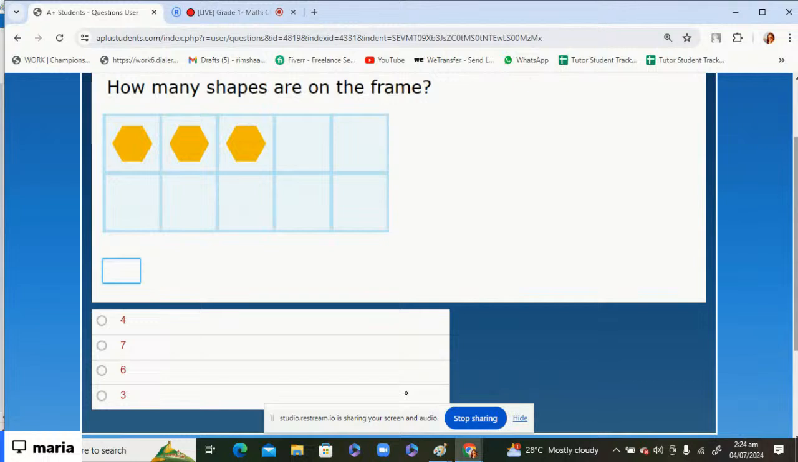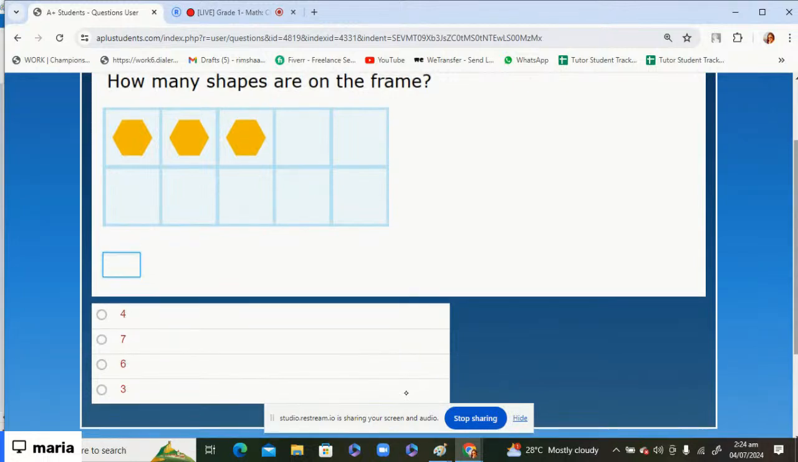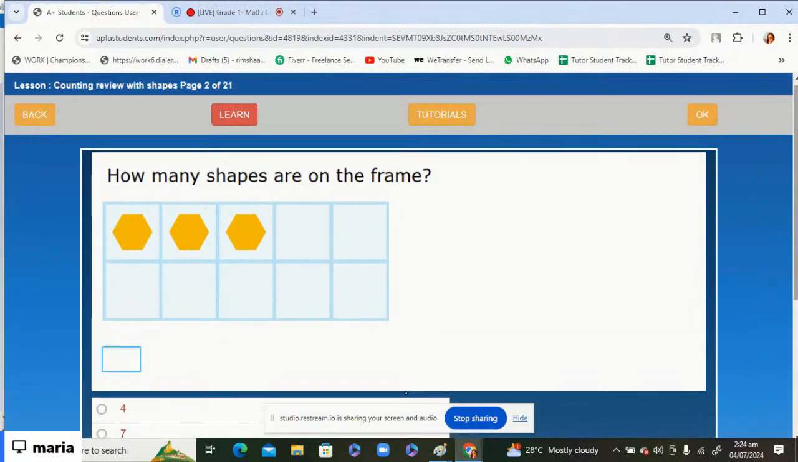So let's check, is there any option 3? First option is 4. Second option is 7. Third option is 6. And fourth option is 3. So let's move with this.